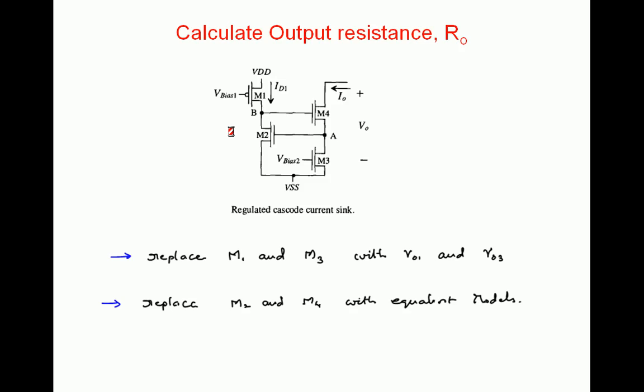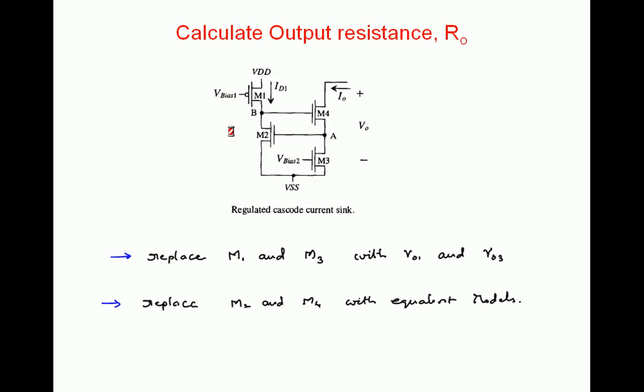Out of this regulated cascode current sink, there are 4 transistors. Out of these, 2 transistors M1 and M3 are constantly biased with V bias 1 and V bias 2, so that constant currents ID1 and ID2 will flow, so that they can be modeled as constant resistors. So replace M1 and M3 with R01 and R03. First point. Next, replace the remaining transistors M2 and M4 with equivalent models.